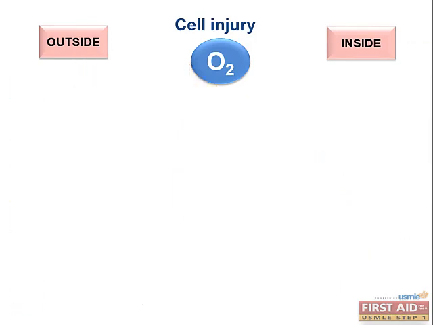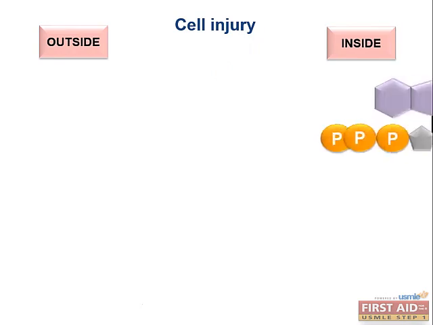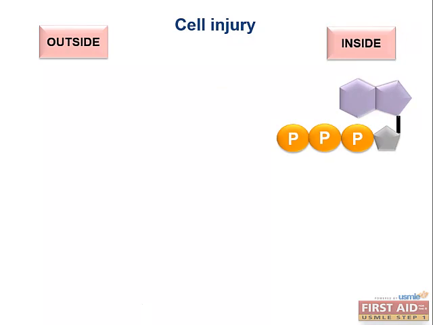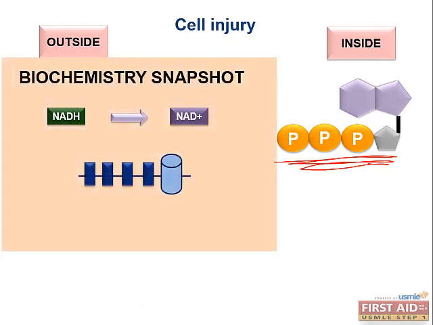Alright, so now let's talk about what happens when we don't have oxygen. Uh-oh. So this is called hypoxia. Alright. And here we have ATP. So why won't we have ATP anymore? Well, let's again bring up this biochemistry snapshot to explain why. So no oxygen. Remember, there's nothing to accept electrons now.